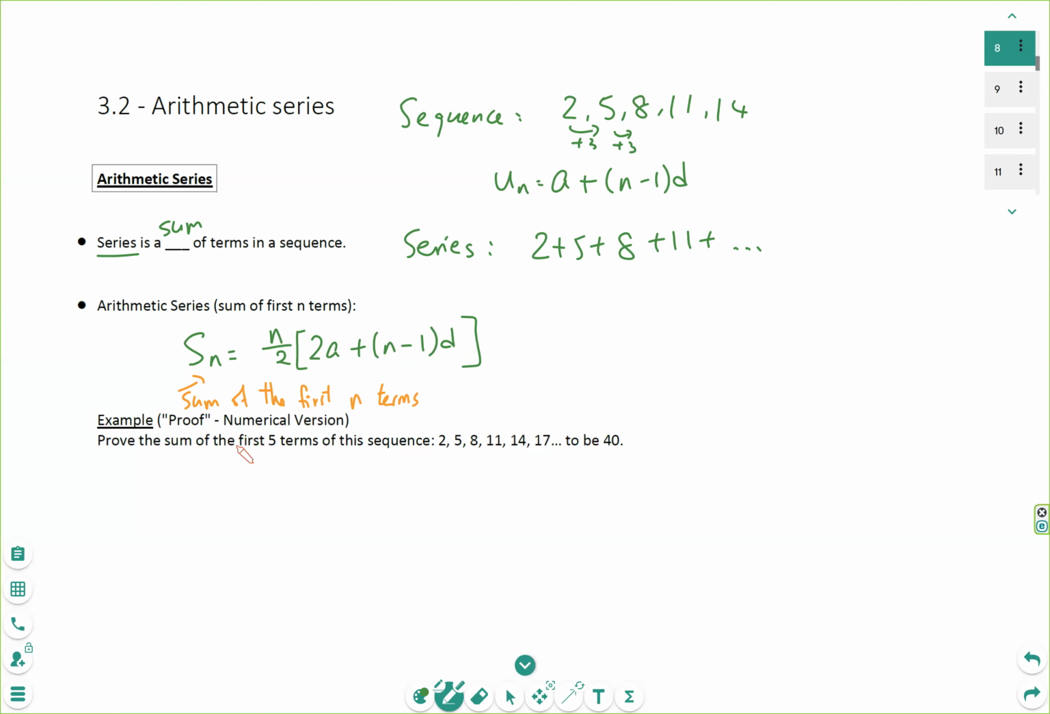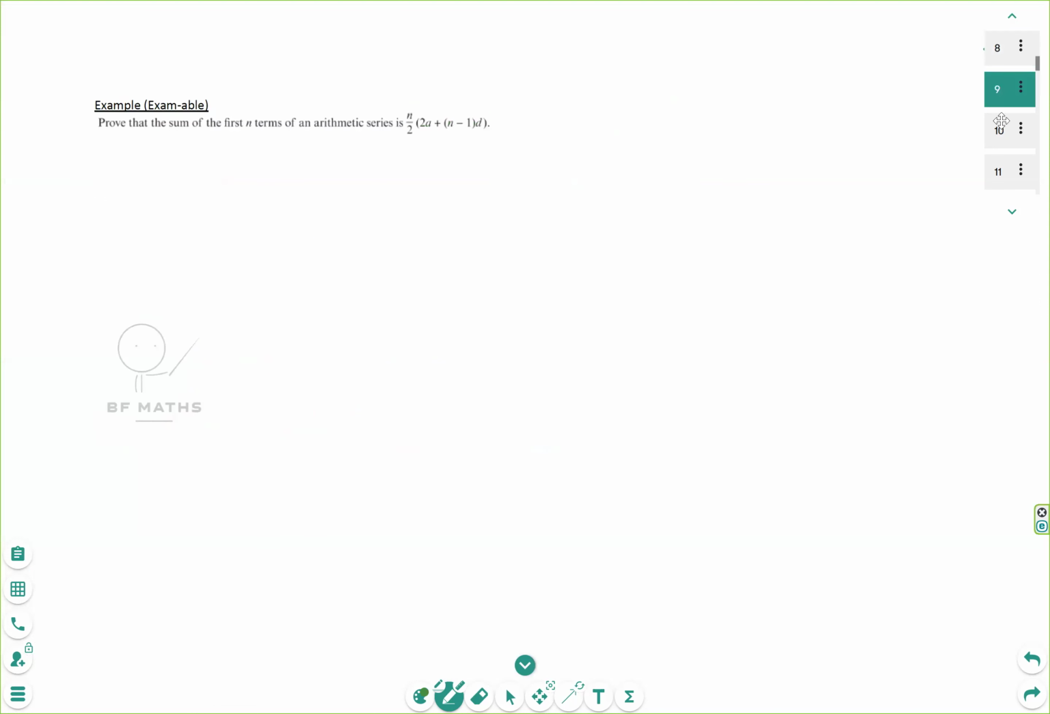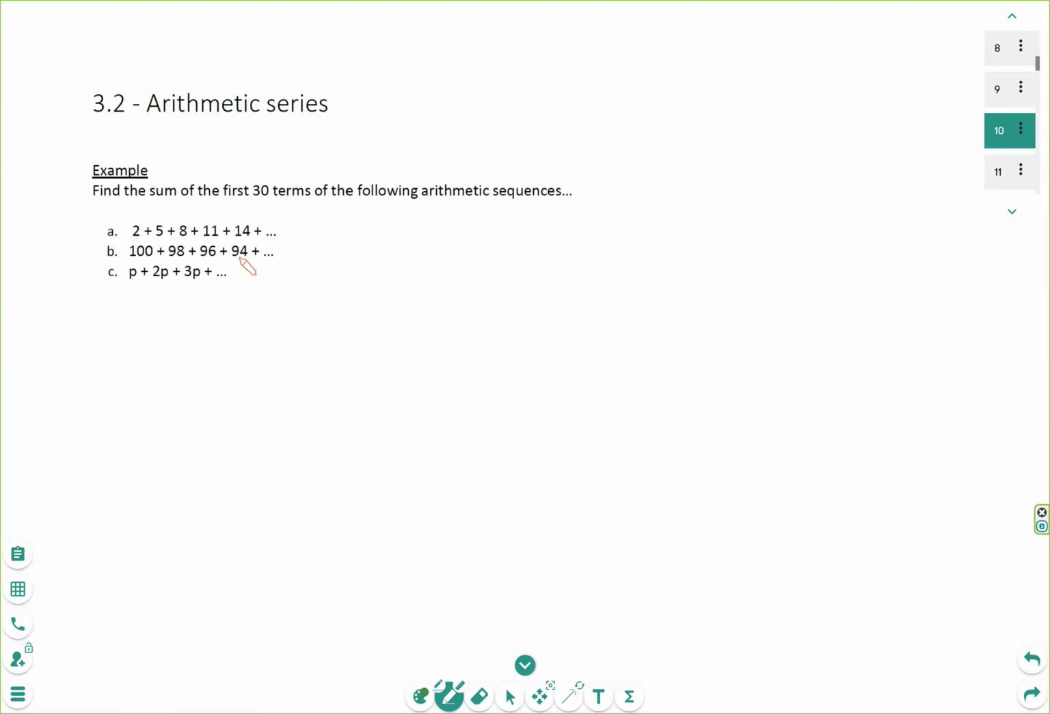Well, I'm going to skip this example for now. We'll come back to this and the next one where we'll look at the proof. We learn how to apply the formula first before looking at how to prove them. Okay, example: find the sum of the first 30 terms of the following arithmetic sequences. So we have 2, 5, 8, 11, 14.